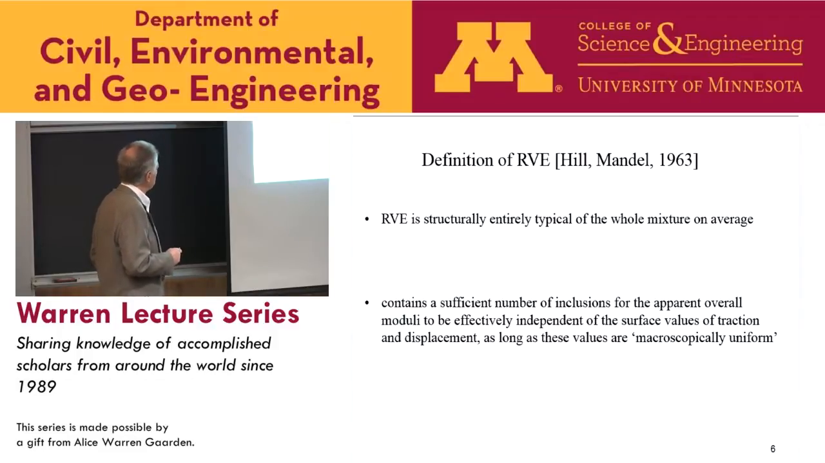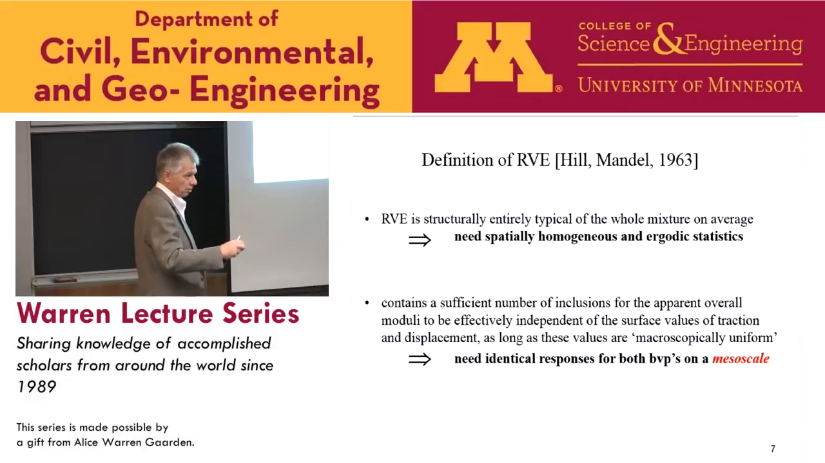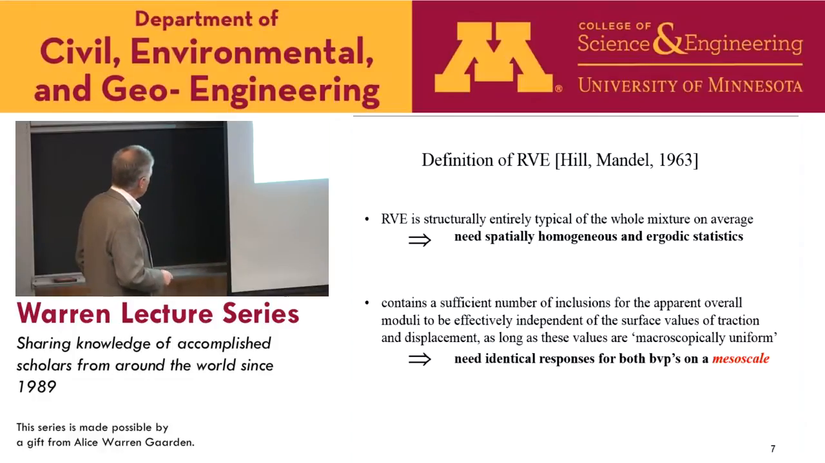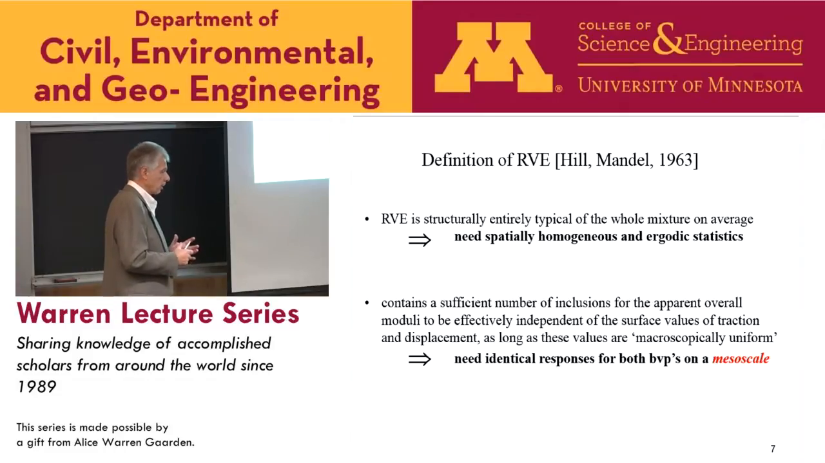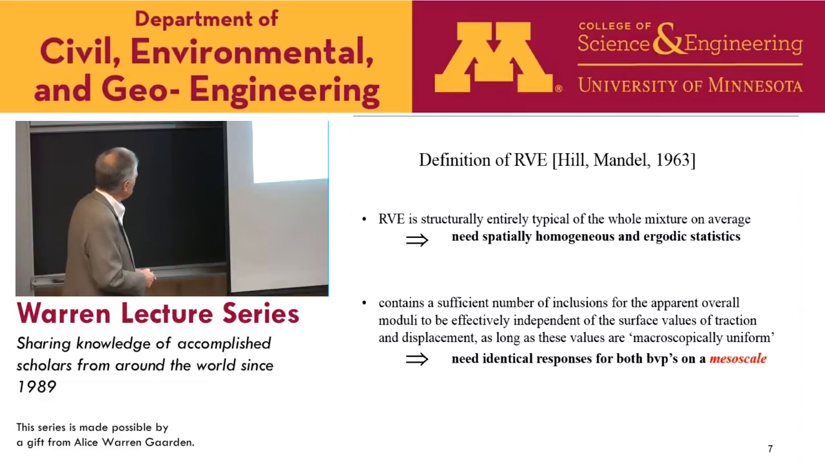These words are taken from a 63 paper of Hill, and I translate it now into a more modern language. Basically, one is a condition that one needs a statistics which is homogeneous and ergodic in space, meaning that for every realization, the volume average is the same as average realization as the average at the given point in the domain. And the second condition is a mechanics condition. So one is a random geometry condition or random microstructure. The other one is the requirement that response under traction boundary conditions is the same as under displacement boundary conditions. And I call it mesoscale, and perhaps this is good enough to serve me as a RVE element.